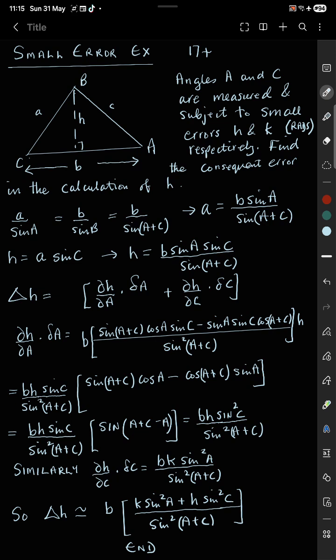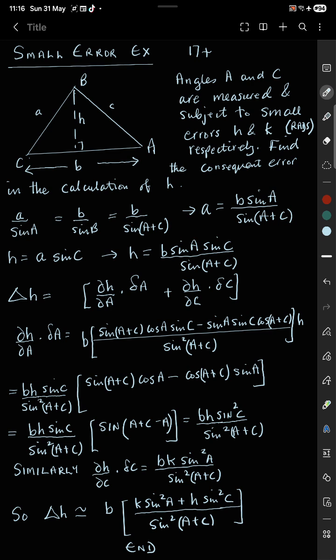And so, if we just look at the first of those terms inside the bracket, that's partial dH/dA times delta A. That will be b times, using the quotient rule for differentiation and differentiating partially with respect to A, sin(A plus C) cos A sin C minus sin A sin C cos(A plus C), over sin squared(A plus C). And the delta A is h, which I put outside.